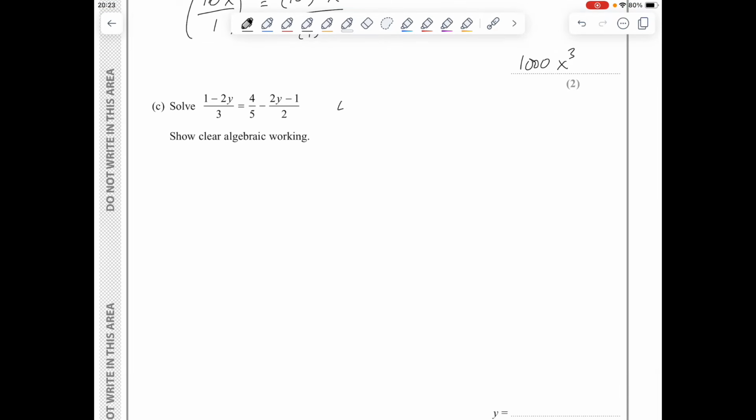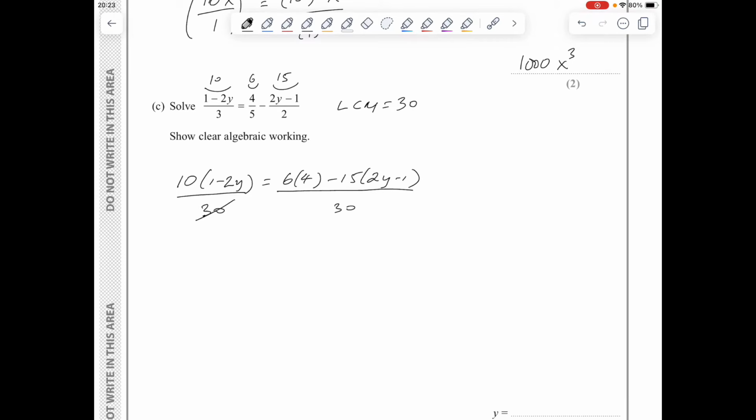Part C, lowest common multiple of 3, 5, and 2 is equal to 30. So I'm going to multiply the first fraction by 10, second one by 6, and the last one by 15. So I get 10 times (1 minus 2y) equals 6 times 4 minus 15 over 2y minus 1. Now, I can, if I want, write down the common denominator in each side and then cancel it out, but no points are awarded for that, so let's just get rid of it.